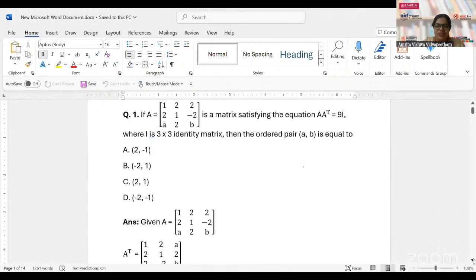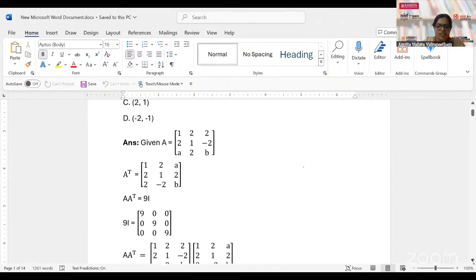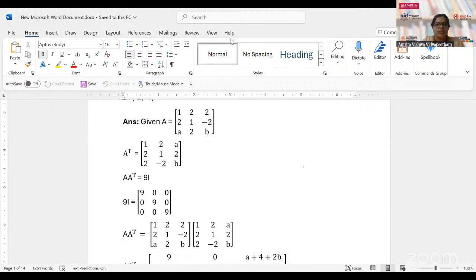So yes, we'll start with how we can solve this question. Initially, I have A, the matrix that's given. I need to find A transpose. So this is A and this is A transpose. A transpose is going to be 1, 2, A, 2, 1, 2, then 2, -2, B. I got A transpose, and A times A transpose is 9I.